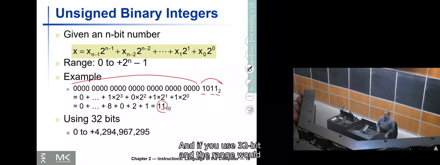32-bit number. And if you use 32-bit, then the range would be from 0 to 4,294,967,295, whatever it is. It is 2 to the 32 minus 1.